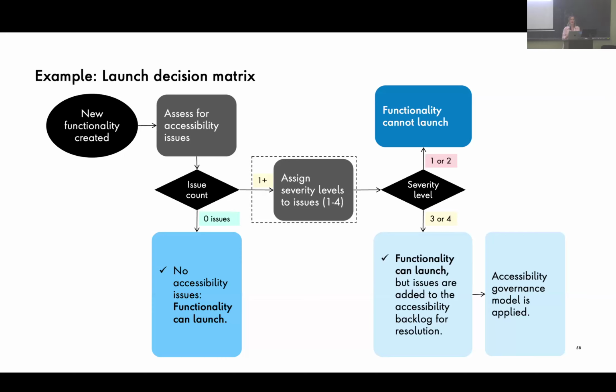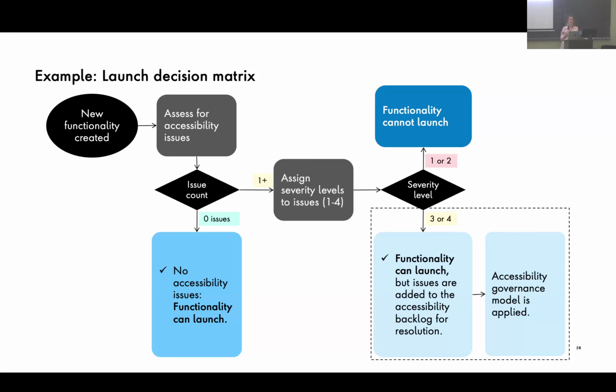Okay, but what if I did find issues? This is where I assign a severity level to the issue, based on my framework of definitions that we all know and agreed upon. And so let's say that the issue that I found, I've assigned it an S3. According to this launch decision matrix, the functionality can launch, but the issues are immediately added to the accessibility backlog for resolution. And then that's when we apply our governance model that I'm going to talk about in a moment.